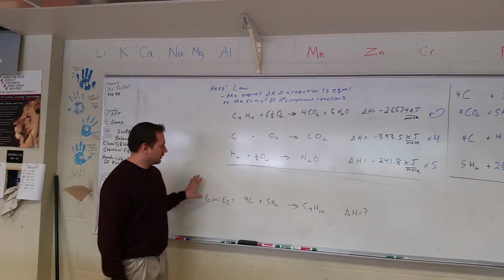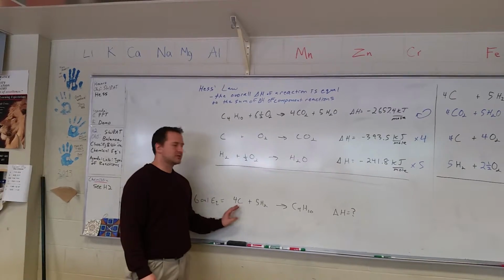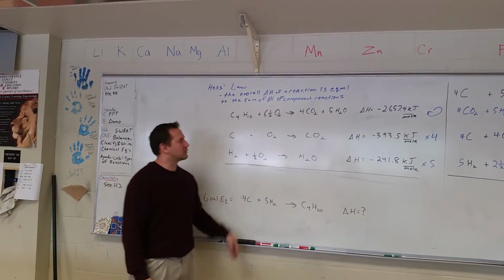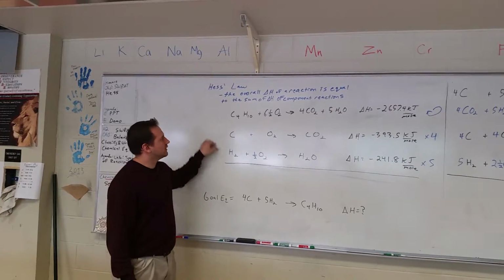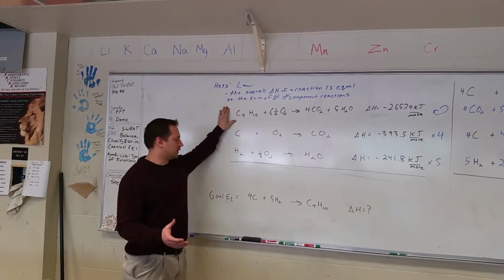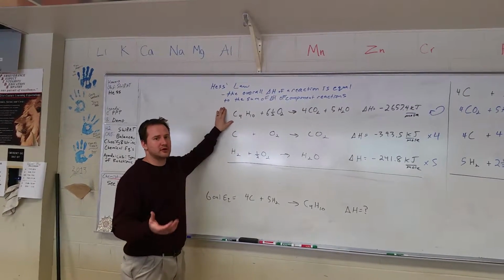So our goal equation in this case is to find out the enthalpy change for the combination of carbon with hydrogen to make butane, and we're given these component reactions. So what we want to look for when we do this is we want to first look at where each substance appears in our goal equation.